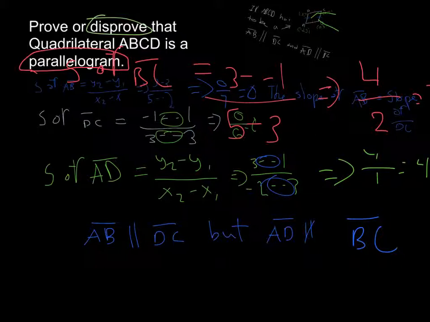Okay, since this quadrilateral ABCD has only one set of parallel sides, it is a trapezoid. This is just a hint for the test for the study guide you have.